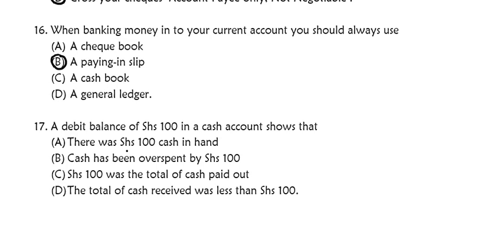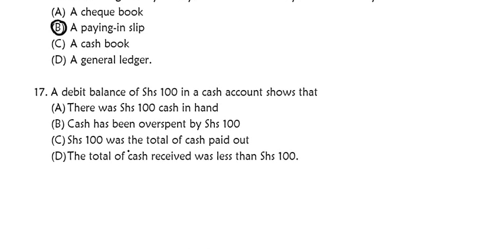A debit of shillings 100 in the cash account shows that... If you balance up your cash account and you end up with a debit balance of shillings 100, it means that you have shillings 100 cash in hand. The rest of the options are not correct. Cash has been overstated shillings 100, no. Shillings 100 was total cash paid out, no. Total cash received was less than shillings 100, no. So when your cash account shows a debit balance, it means that you have shillings 100 cash in hand.